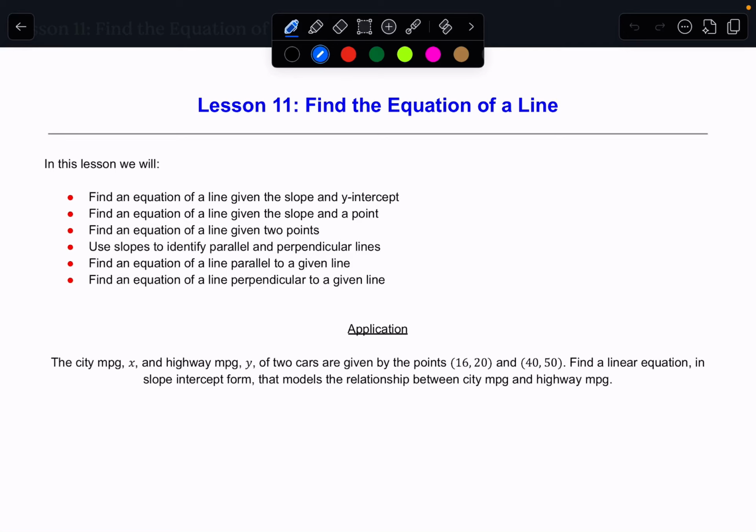Welcome back, everybody. We're going to be doing lesson 11 today, which is all about finding the equation of a line. In the past couple lessons, we were graphing lines and plotting points on graphs, but now we're going to go the other way and find equations of lines. We're going to be given slopes and intercepts, or points, or other types of descriptions, such as being parallel or perpendicular, and we're going to put all that together to find the actual equation of lines.